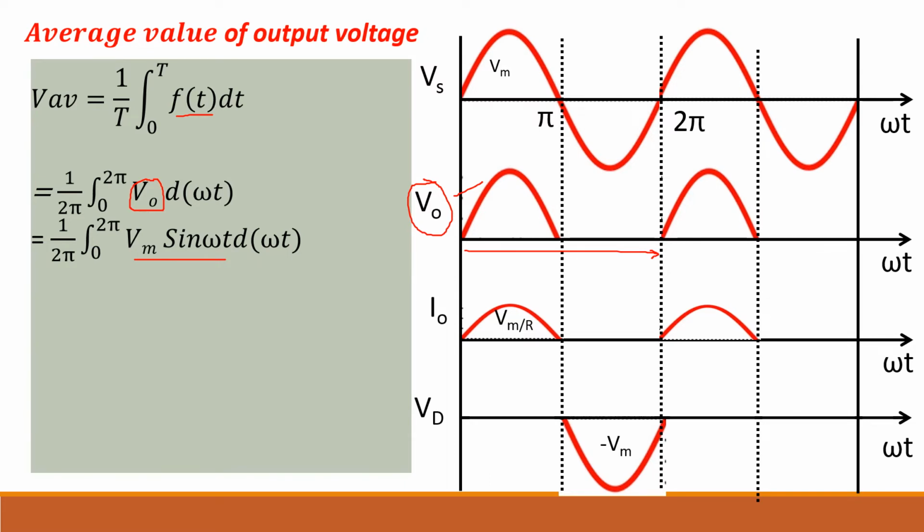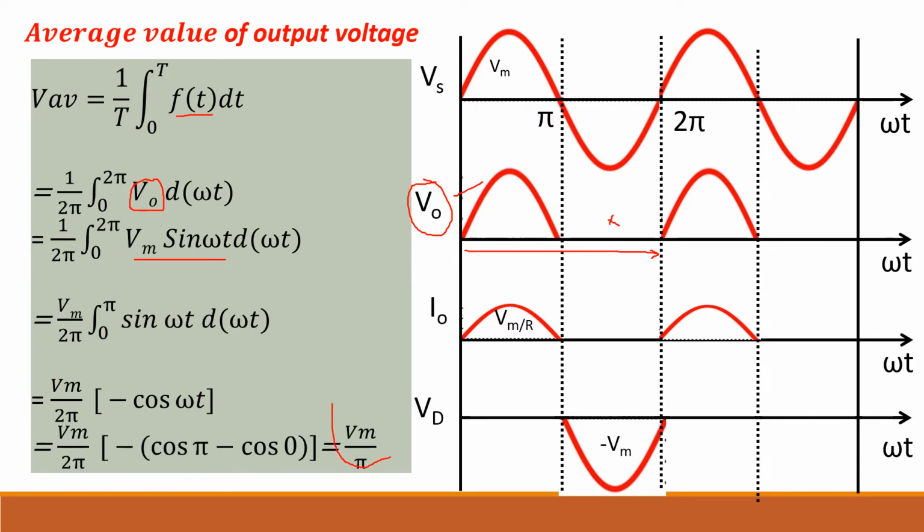So integrate this one. Now you can see that from 0 to pi you have the waveform. For pi to 2 pi there is no waveform. So this period you can discard. So you change the limits to 0 to pi of sine omega t. Now integrate: the integral of sine omega t is minus cos omega t. So apply the limits, you will get Vm by pi. So your average voltage is Vm by pi. So this is the average voltage.